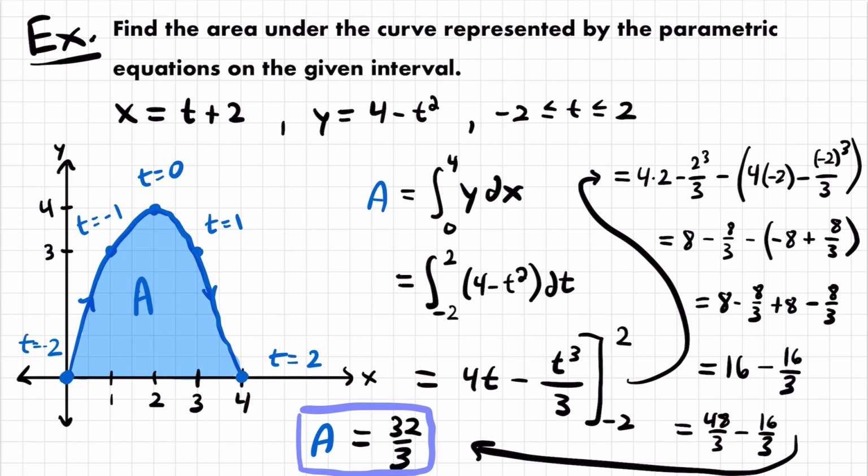All right, so that's the process. That's how you first set up the area with a definite integral in terms of x, and then rewrite it to be an integral in terms of t so that you can find the area beneath that curve.